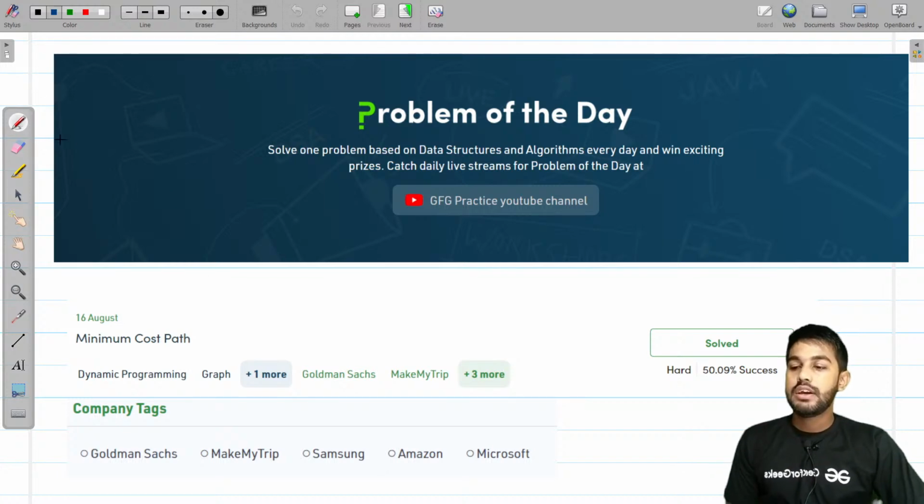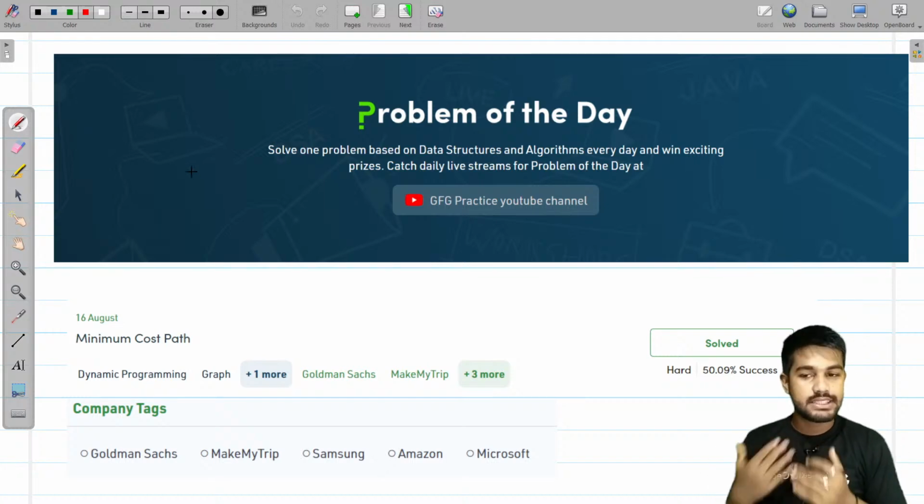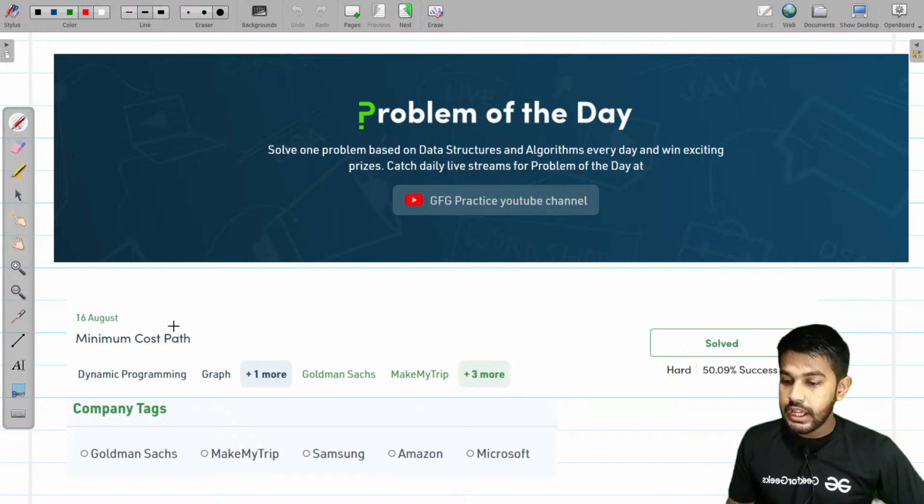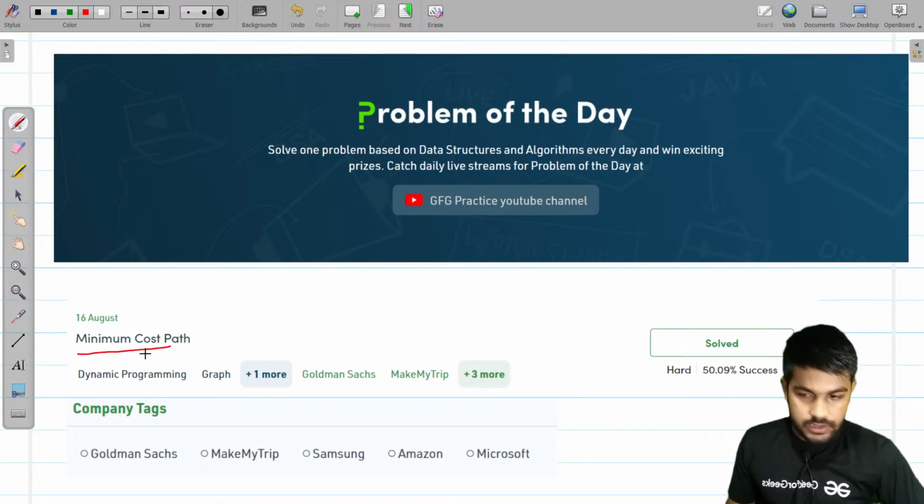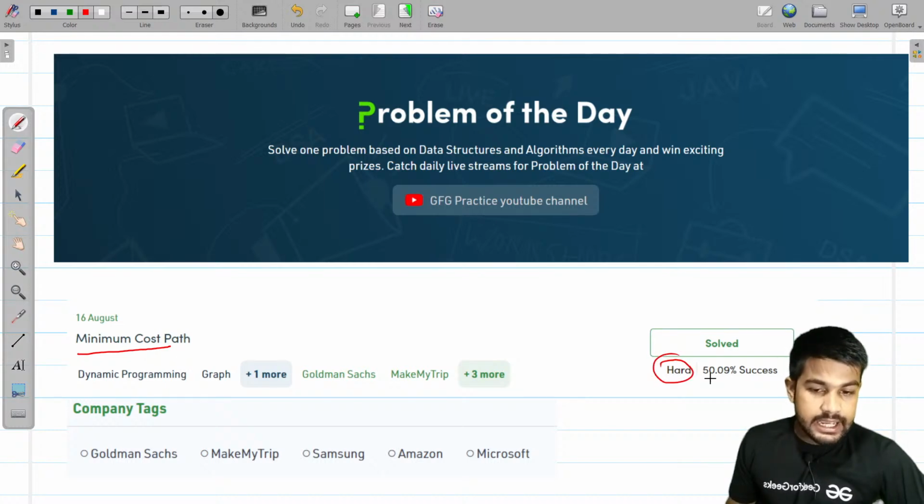So today's question was, hey, I am Siddharth. I'm a 5-star rated coder at CodeChef, expert at Codeforces. I would be your mentor for today. So today we would be doing the question of minimum cost path. It has a hard tag, and the solve percentage is around 50%.